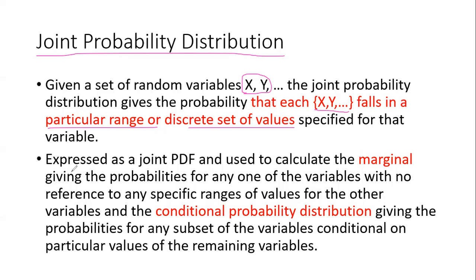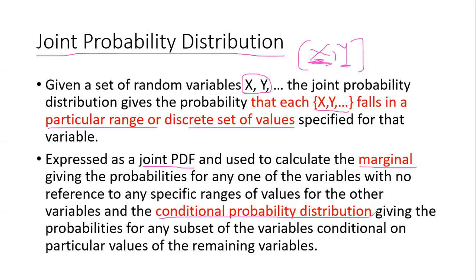So it is expressed as a joint PDF and used to calculate the marginal. Marginal basically means that when I have the joint of X and Y, I can use the joint probability density function to calculate either the density for X or the density for Y separately. That's called a marginal. And the other thing you do is to calculate the conditional probability distribution. So in the joint case there are three things.